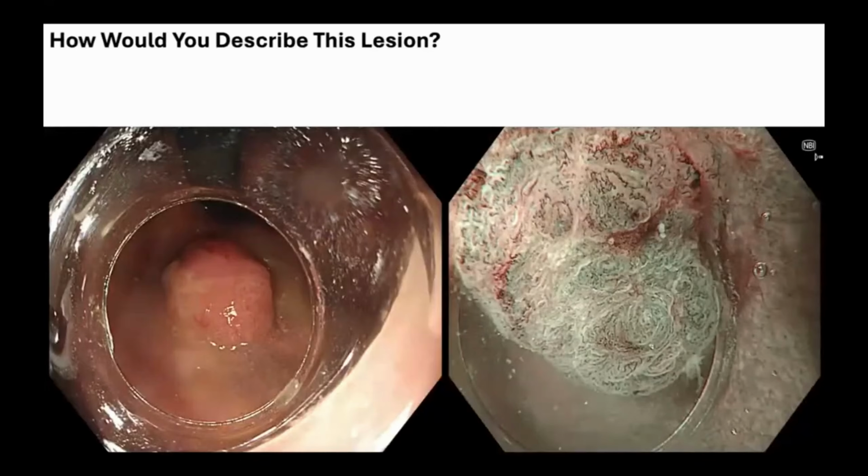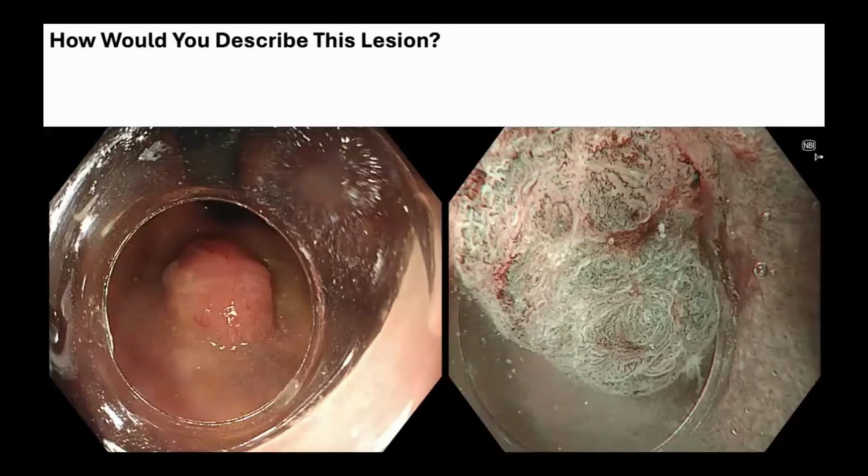So yes, morphology is important. Describing the lesion and interrogating the lesion pattern is important, but it's not 100% reliable. So what about this lesion?